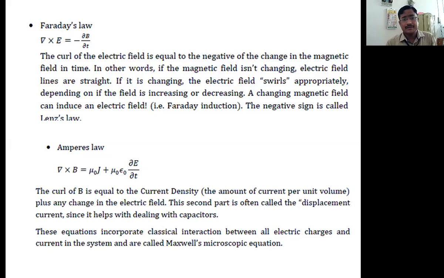Curl is equal to minus dou B by dou t. If there is no changing magnetic field, the electric lines of force will be straight lines of force. The curl of electric field is always equal to the negative of the time derivative of the magnetic field. This is the third Maxwell's equation.